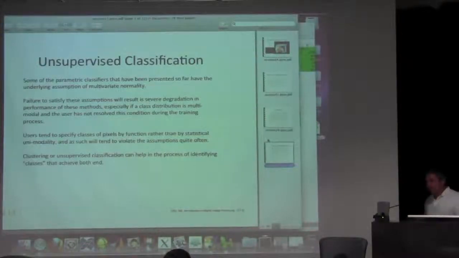Unsupervised classification just looks at the data. It looks at the statistics of the data in the scene, and it says, you know what, I'm going to pick classes for you. I'm going to pick them based on their statistical separation from one another. How far apart are they from one another? And let me pick as many as I can find. So that's what unsupervised classification sets out to do. All right.